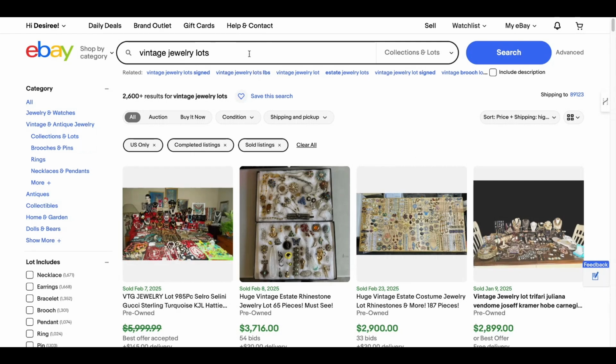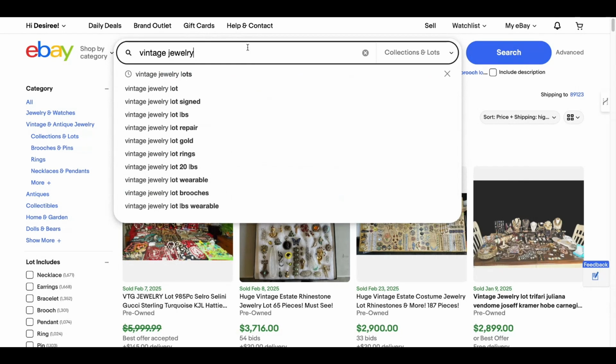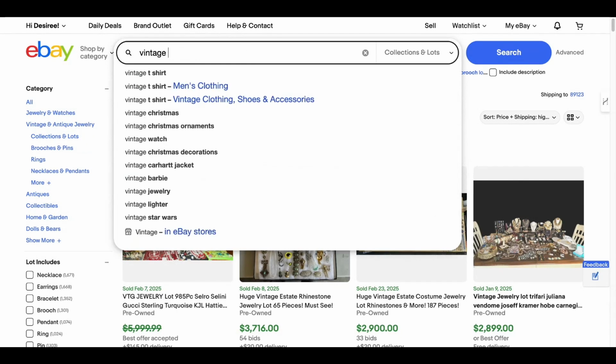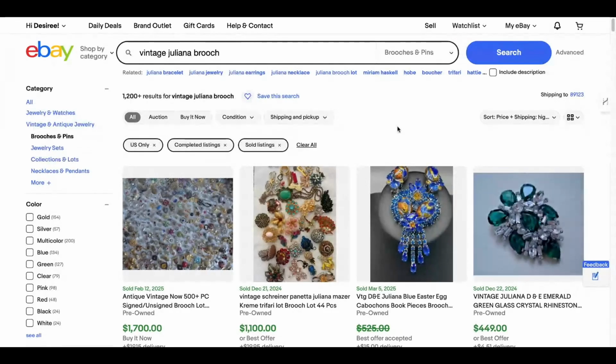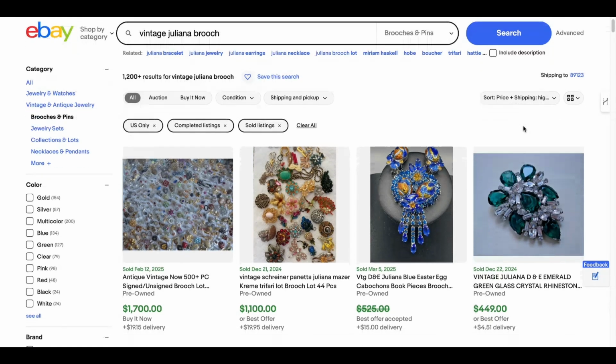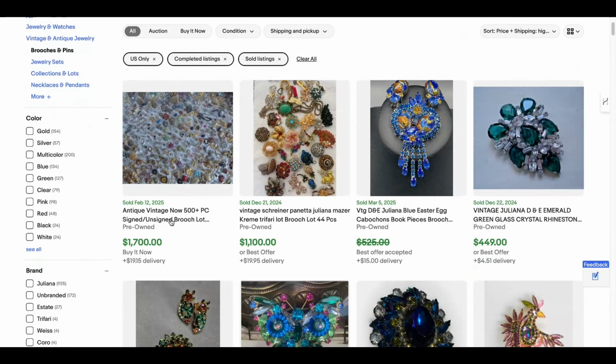All right, so let's do one more. I'm going to put vintage Juliana brooch because I love to look at these. All right, so again, I have my filters on US only, completed listings, sold listings, sorted highest to lowest, and look at these. There was a 500 piece lot. Now, I don't think all of these pieces are Juliana, maybe only a few of them are in there, but that sold for $1,700. Vintage Shriner, Panetta, Juliana, Mazer.